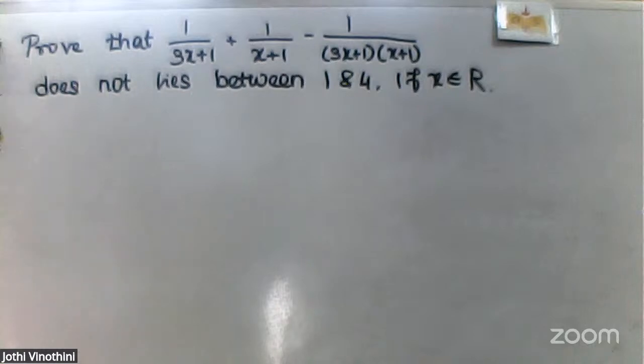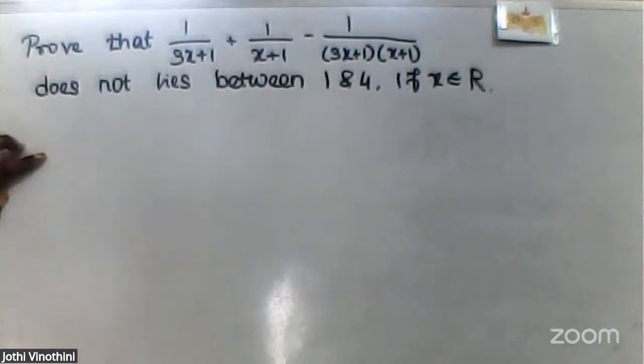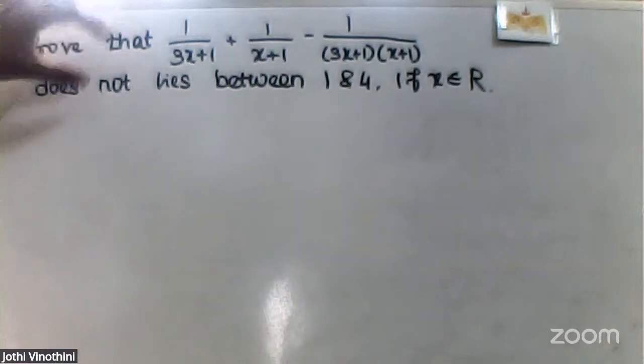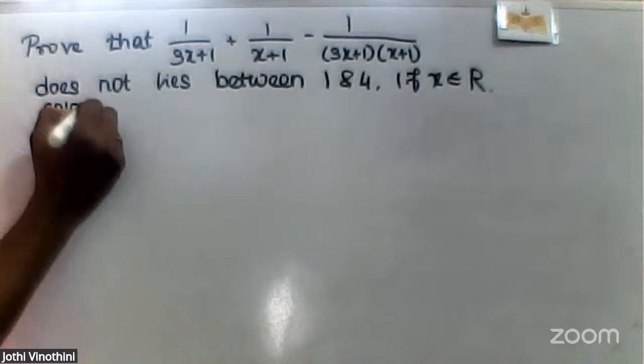Right. So the first question is: prove that 1 divided by 3x plus 1 plus 1 by x plus 1 minus 1 divided by (3x plus 1) multiplied by (x plus 1) does not lie between 1 and 4 if x belongs to real numbers. This sum is very similar to the sum that we solved in the previous class, but the slight difference is that here we have to prove, not find the range. We are going to prove this does not lie between 1 and 4. Shall we start solving? Yes. Solution.